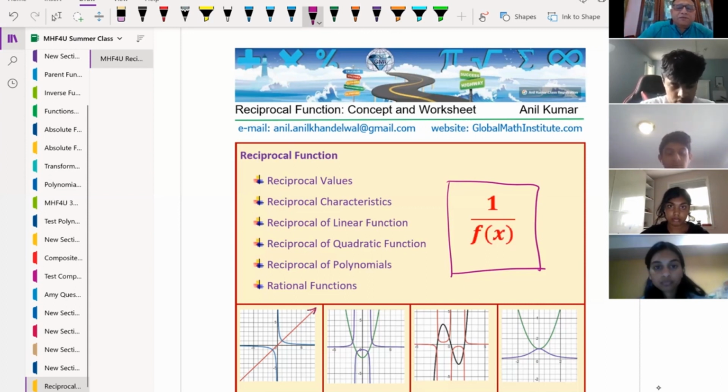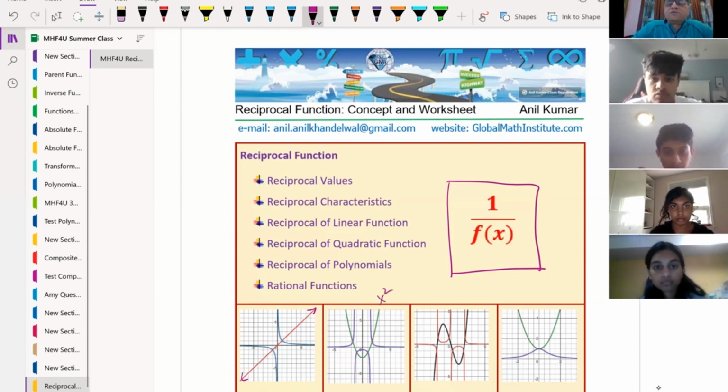and I say the function is f of x, which is a linear function, in that case the reciprocal is 1 over x, as you know, right? Both are parent functions, you know fairly well about them. For the second graph, the parent function is x squared and the reciprocal is 1 over x squared, the graph shown in blue. You get the idea, right?